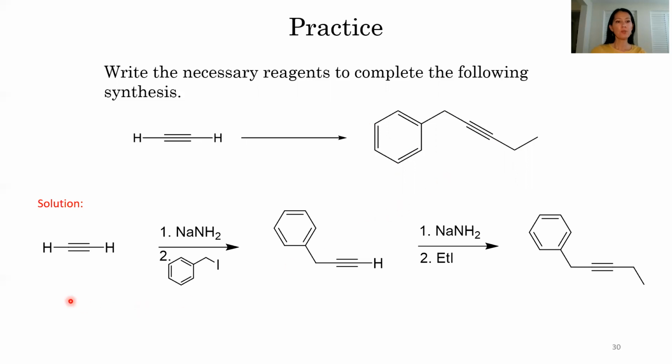So the way that you do this problem is you basically deprotonate one end, just like I showed on the previous slide, and alkylate with one guy first. I just picked benzyl iodide. So I treat it with sodium amide. I added this benzyl iodide to give this monoalkylated product. And then I do it again. I now want ethyl, so I add sodium amide and then ethyl iodide to give the desired product shown above.